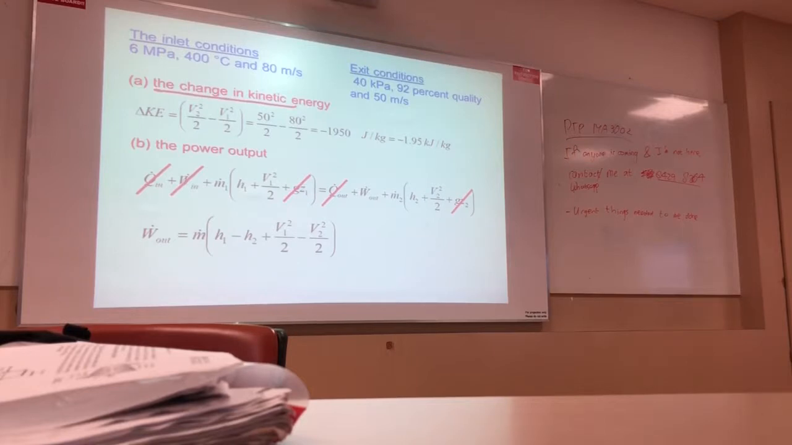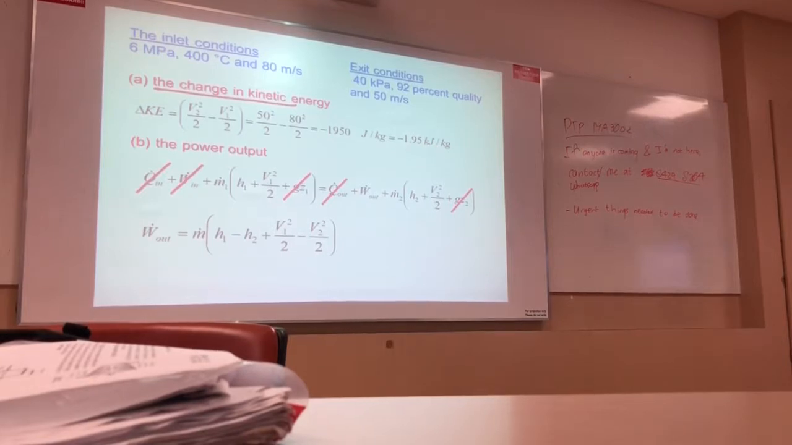I can write V2 squared by 2 minus V1 squared by 2, that is 50 squared by 2 minus 80 squared by 2. So this is joule per kilogram, 1.95 kilojoule per kilogram. This is the change in kinetic energy. And what is the power output?